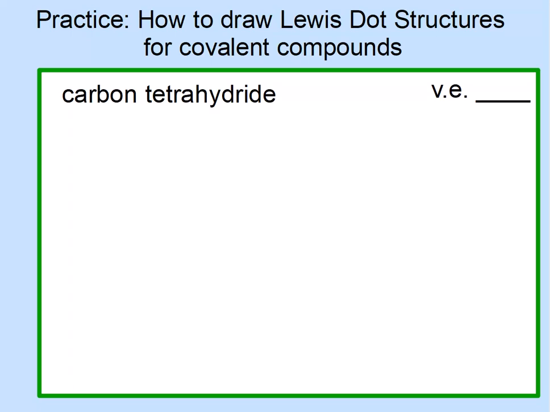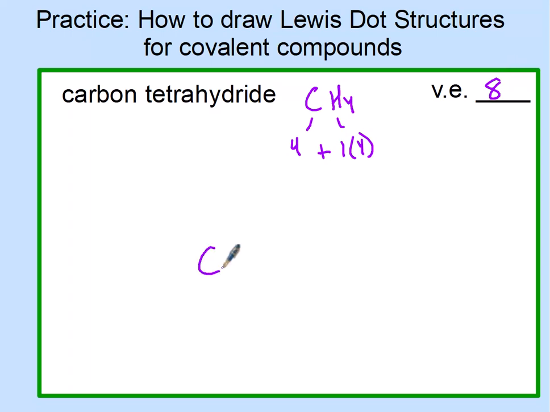Go ahead and pause the video and try this one on your own. Restart when you're done or if you get stuck. So carbon tetrahydride would be 1 carbon and 4 hydrogens. Carbon has 4 valence, each hydrogen has 1. So we have 8 electrons to work with.